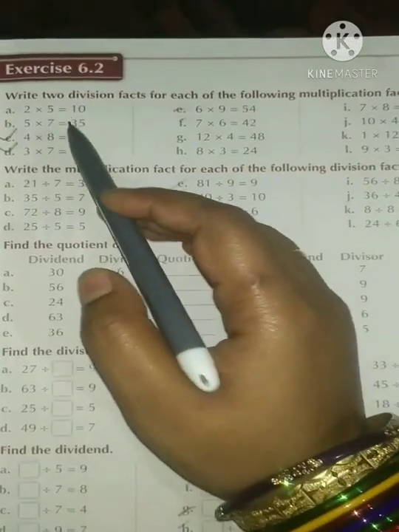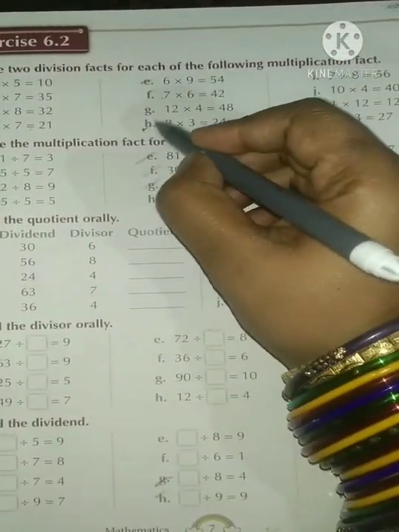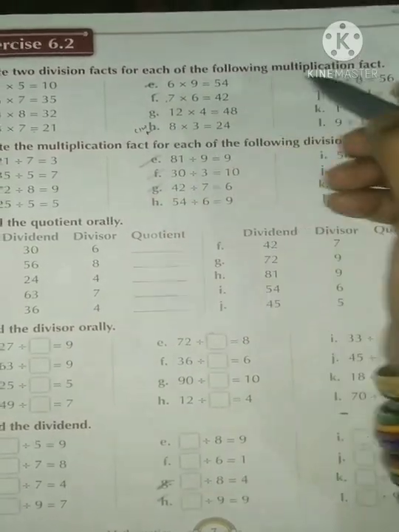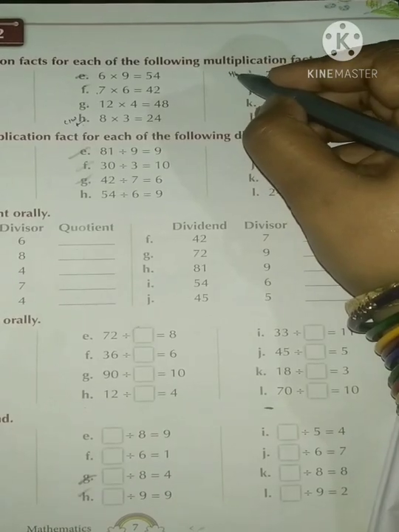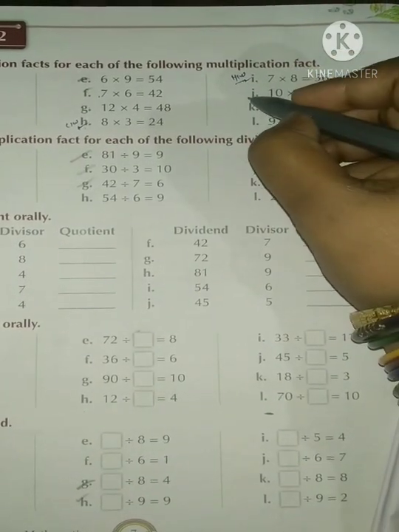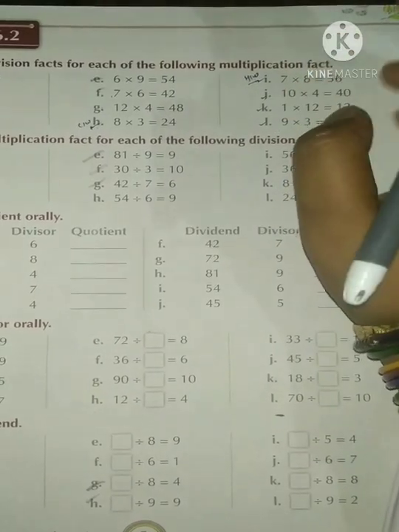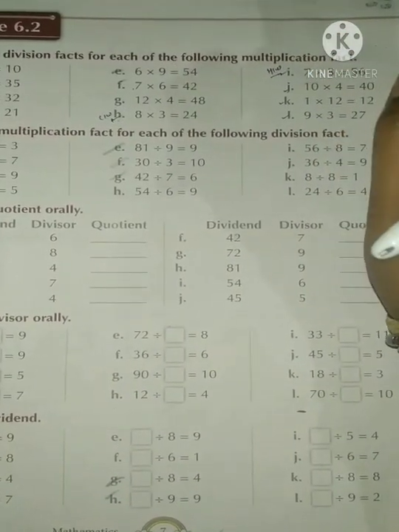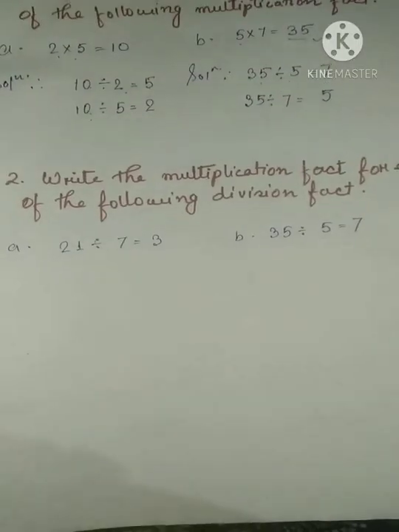So in this way you will solve the rest of the questions. Rest of the questions means C, D, E, F, G, H. Till these questions you can do as classwork. And I, J, K, L you can do as homework. You can do all these 4 questions in your classwork copy only, as homework. Clear?